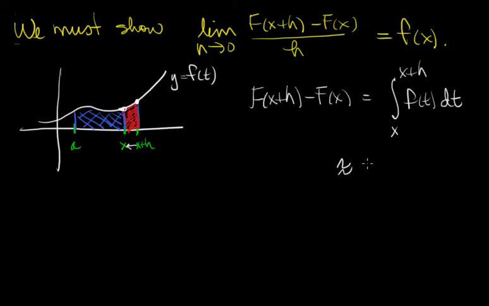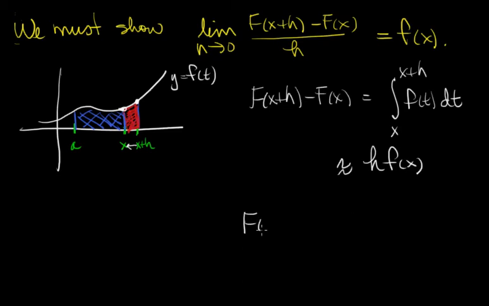Remember, we're imagining that x is not changing. h is going to 0. So the height of that little skinny rectangle is about f of x. And so it's approximately h times f of x when h is very, very small. So this isn't really a proof, but we're seeing what we need to do.